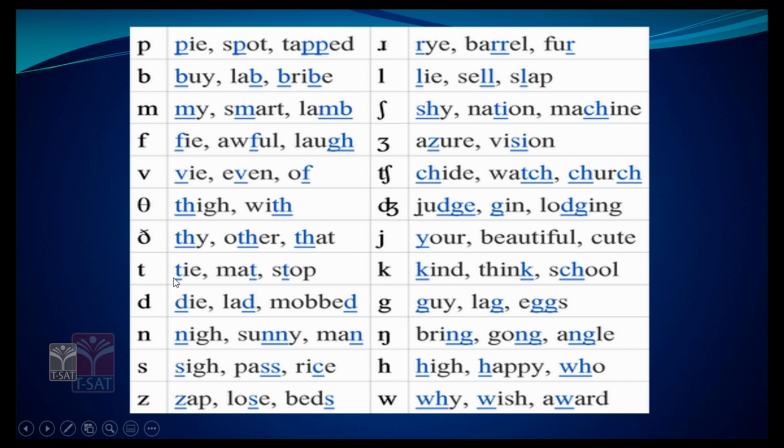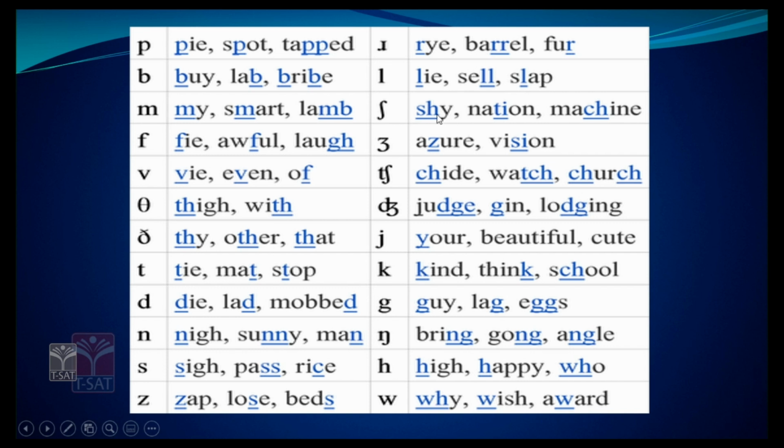t as in tie, mat, stop. And d as in die, lad, mobbed. n as in nigh, sunny, and man. s as in sigh, pass, rice. z as in zap, lose, and beds. r as in rye, barrel, and fur. l as in lie, sell, and slap.